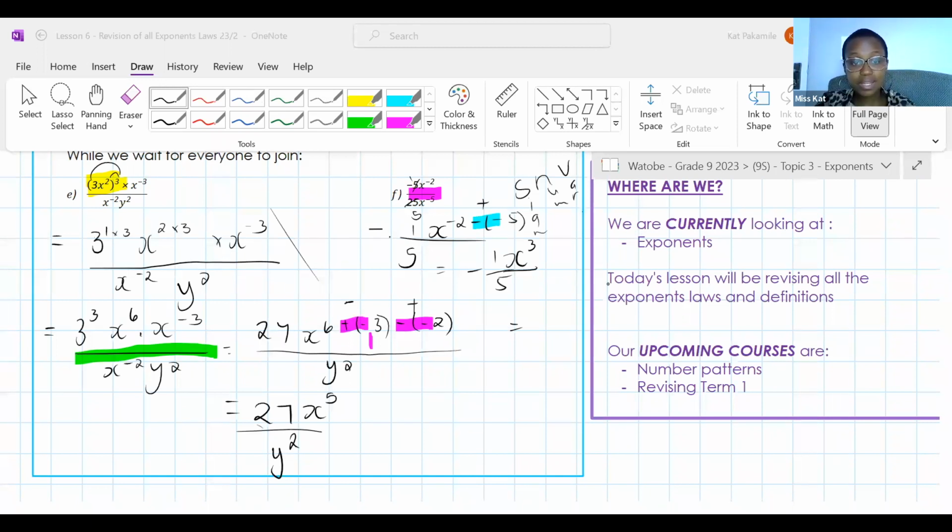Hectic. Okay. Final answer will be negative x cubed over 5.